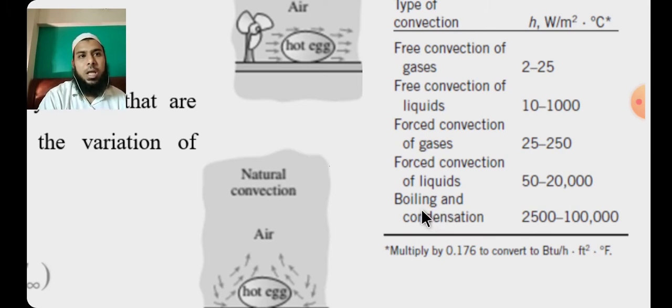And forced convection in liquids has a value from 50 to 20,000 watts per meter squared degree centigrade. And boiling and condensation, you already learned, in the refrigeration cycle as well as in the steam cycle, when we have a phase change from liquid to gas or from gas to liquid, the value of h is even higher.